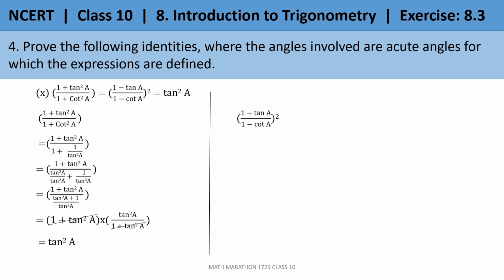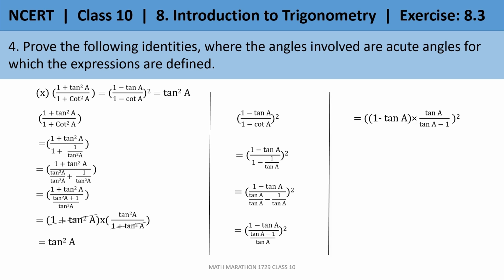Let us start with right hand side. ((1 − tan A)/(1 − cot A))² is equal to ((1 − tan A)/(1 − 1/tan A))², which is equal to ((1 − tan A)/((tan A − 1)/tan A))², which is equal to ((1 − tan A) multiplied by tan A/(tan A − 1))², which is equal to ((1 − tan A) multiplied by (−1) multiplied by tan A/(1 − tan A))².